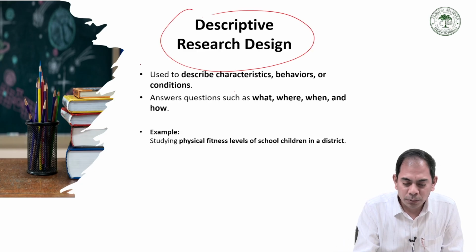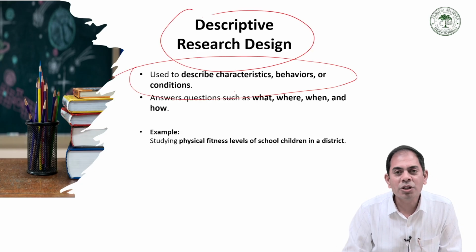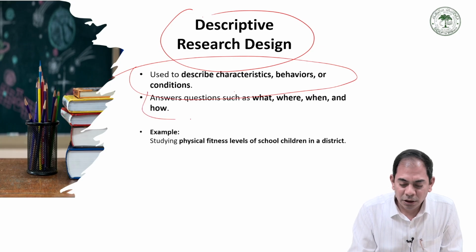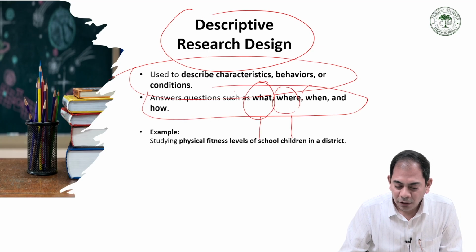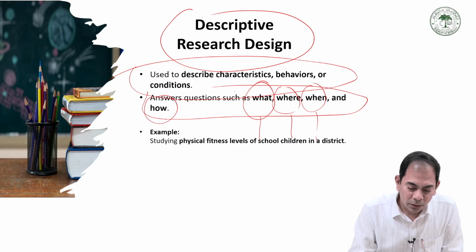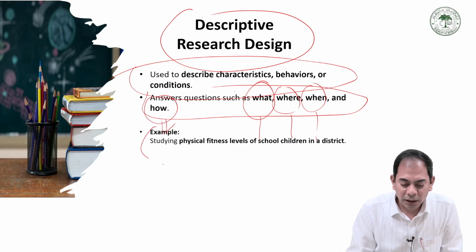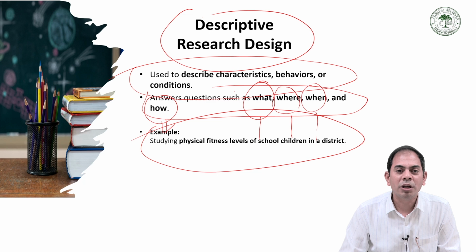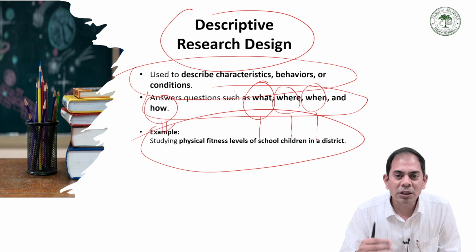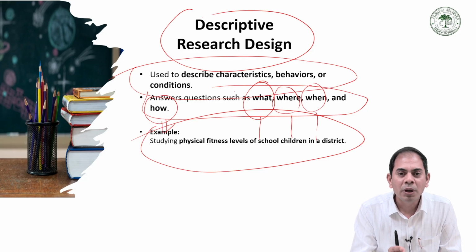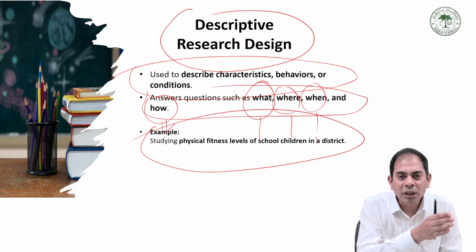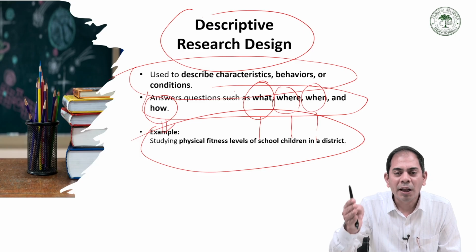Descriptive research design is a means used to describe characteristics, behavior and condition, and it answers the questions: what is happening, where is it happening, when is it happening, and how is it happening. The important thing is this: descriptive research design is used to describe the characteristics, behavior, condition and situation of an individual or group as they naturally exist. The important thing is the naturally existing situation.